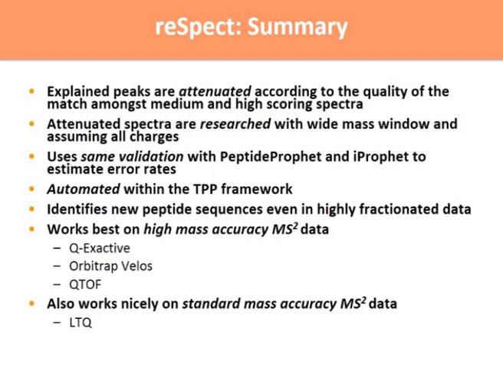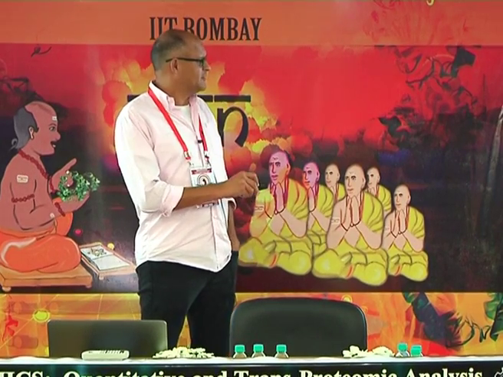And obviously we use the same validation steps of PeptideProphet and iProphet to estimate the error rates of these new identifications. Because it uses the same formats, it's all integrated in the TPP. This is not really automated, as in one button does Respect multiple times, but you can just select the MzML file, select your parameters, and the output goes into PepXML, which can then be run through the Prophets. But it also works just fine on standard mass accuracy MS2 data. We tried with LTQ data, and it worked just fine. It just works better with better data, like everything else.